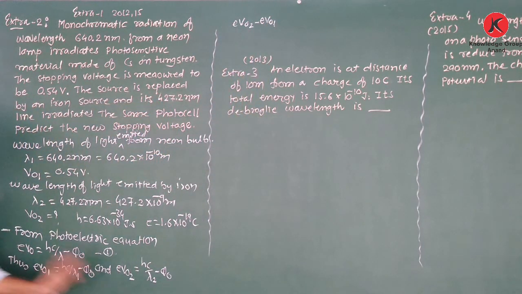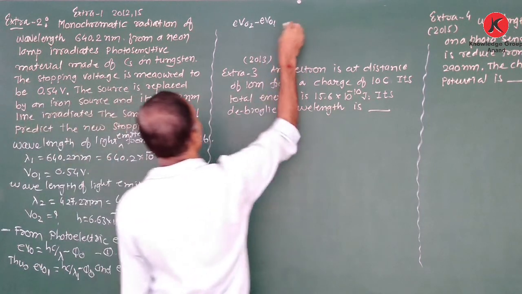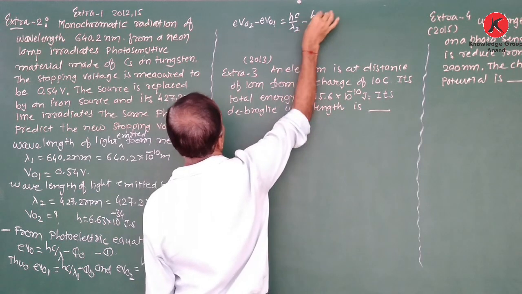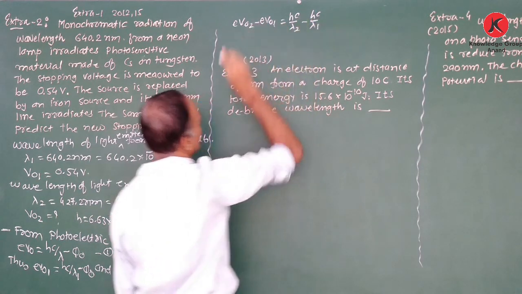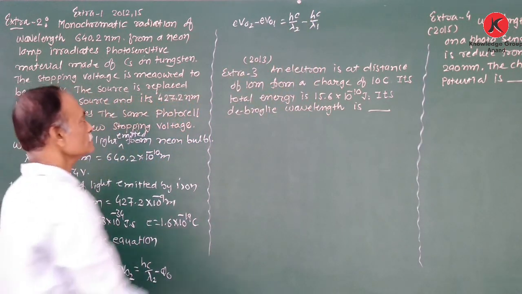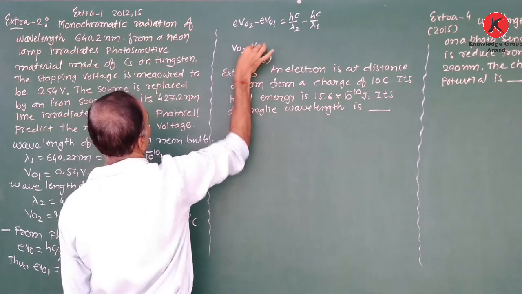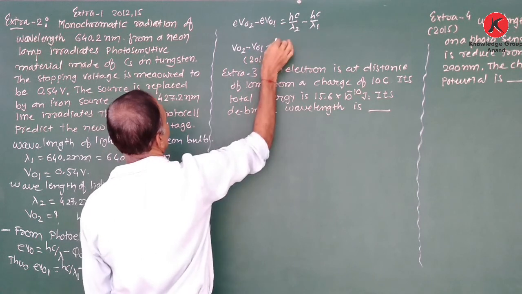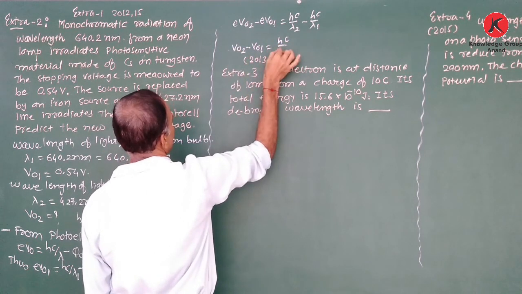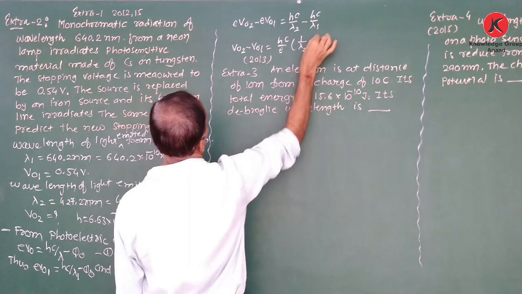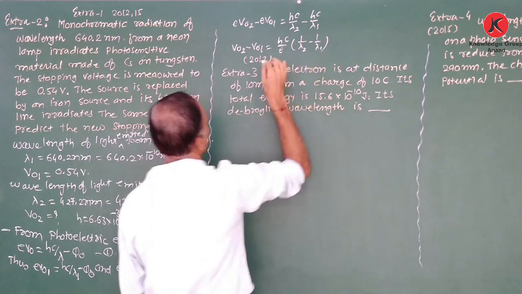So phi 0 is cancelled. Therefore directly we obtain hc upon lambda 2 minus hc upon lambda 1. Therefore e is common, V02 minus V01. Here hc is common and this e is taken this side. Therefore 1 upon lambda 2 minus 1 upon lambda 1.